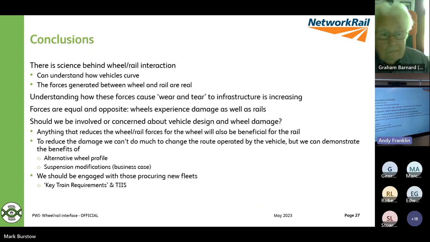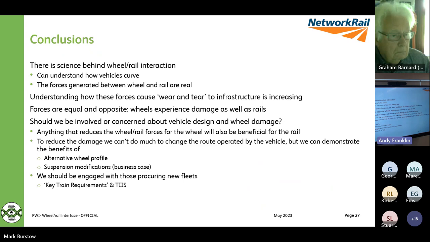Hopefully I've got it into your brains now that there is science behind wheel-rail interaction. We do understand how vehicles curve. We know what influences the forces, and we understand a lot better what's actually generated between the wheel and the rail. And we understand how that causes wear and tear to both the infrastructure and the vehicle. So the wheels experience as much damage as the rails do.